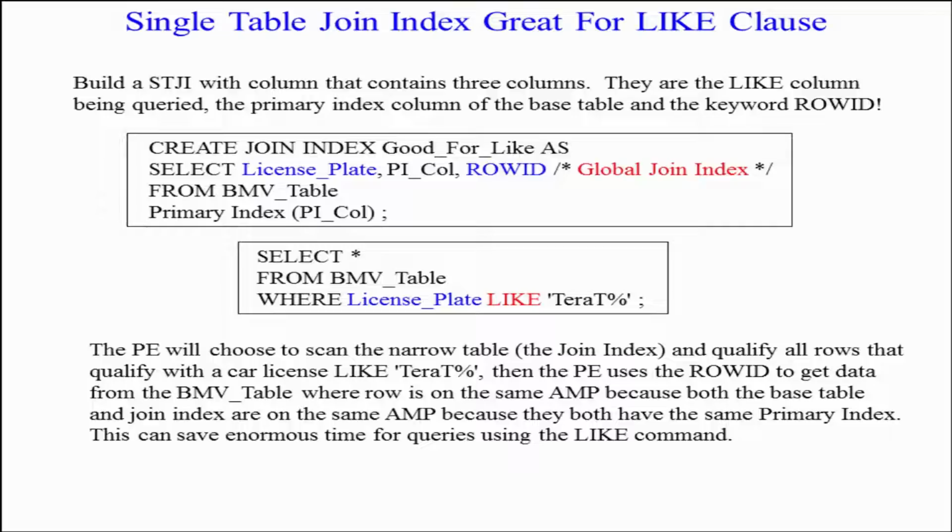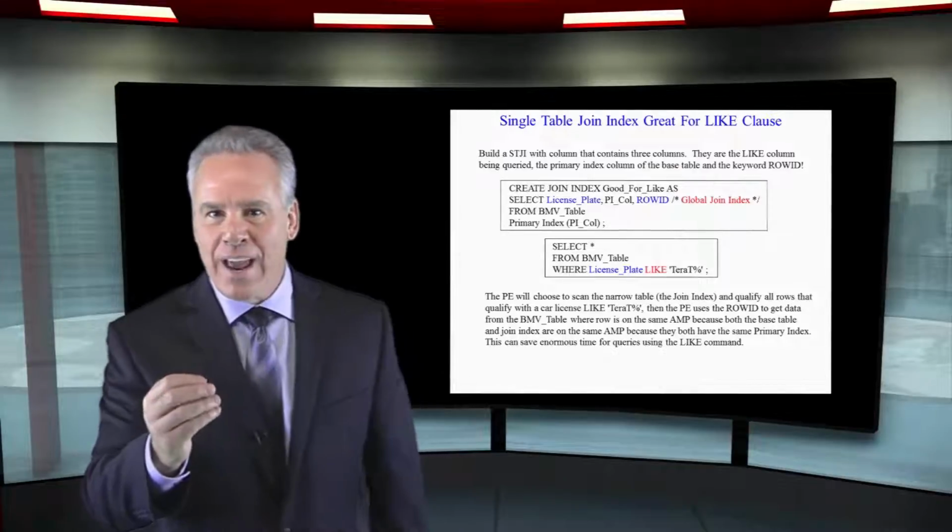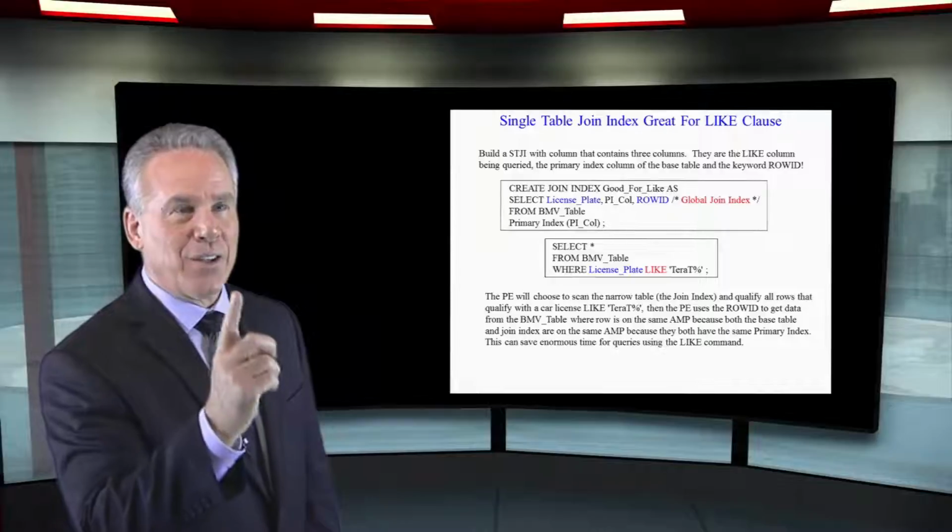This is going to get the row ID from the base table. So my join index is going to be a very thin table with just every license plate, all 10 million of them. It's going to have the primary index column, whichever one I named. And then it's going to have the row ID back to the base.